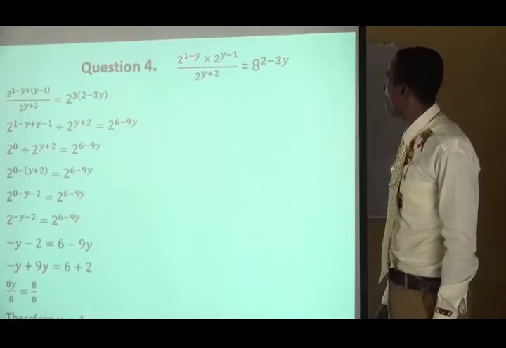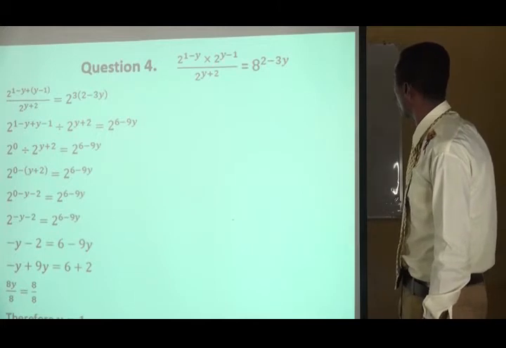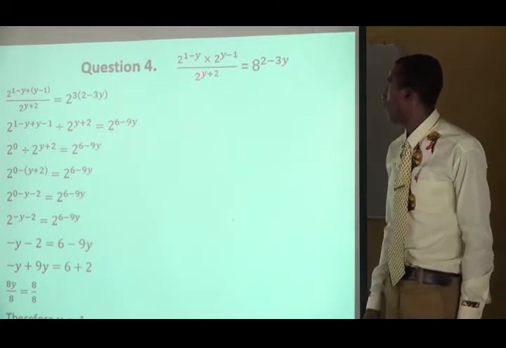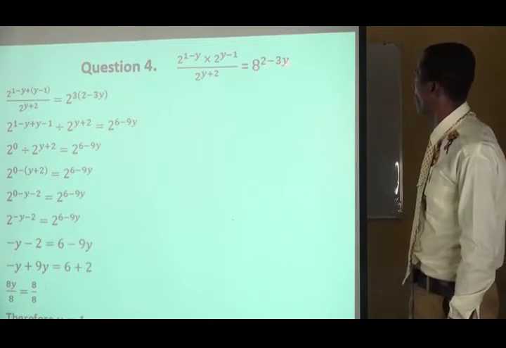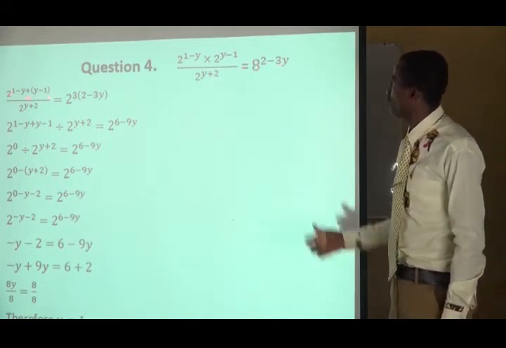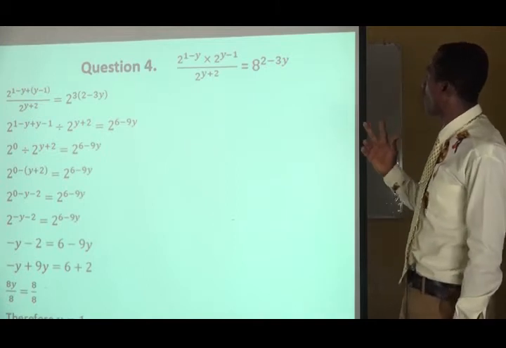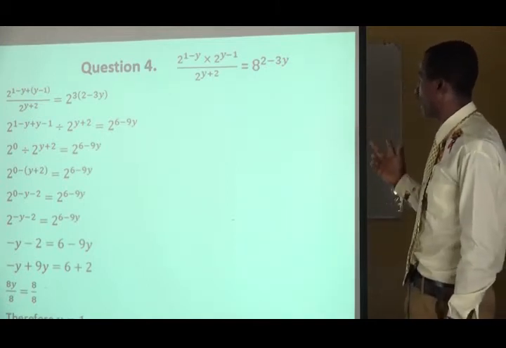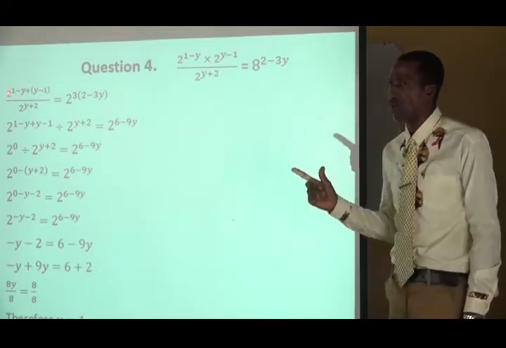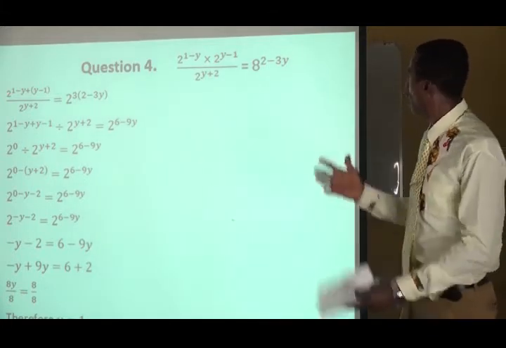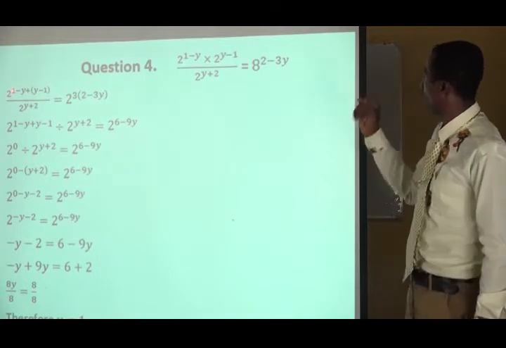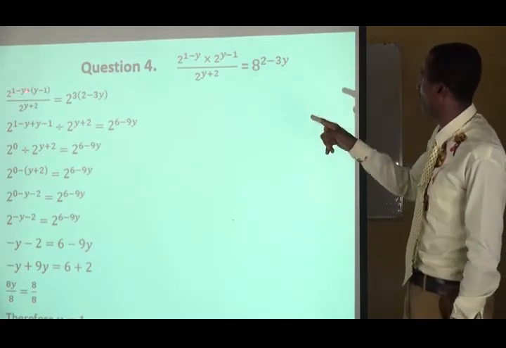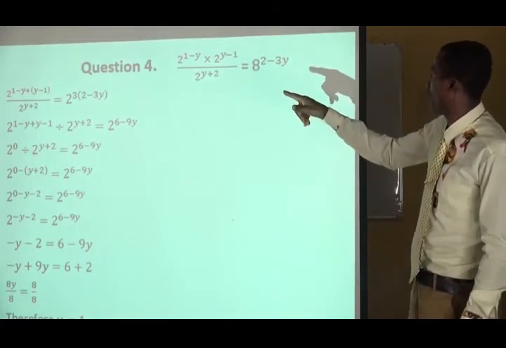Question number 4. 2 to the power of 1 minus y multiplied by 2 to the power of y minus 1, all over 2 to the power of y plus 2, equals 8 to the power of 2 minus 3y. We are going to simplify the numerator. The numerator obeys the first law of indices, which is multiplication. And we are to write the common base and then add up the powers. So the common base there is 2. By adding up the powers, we are going to have 2 to the power of 1 minus y plus bracket y minus 1.